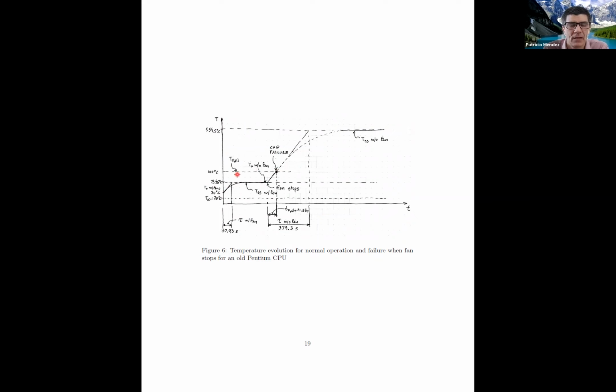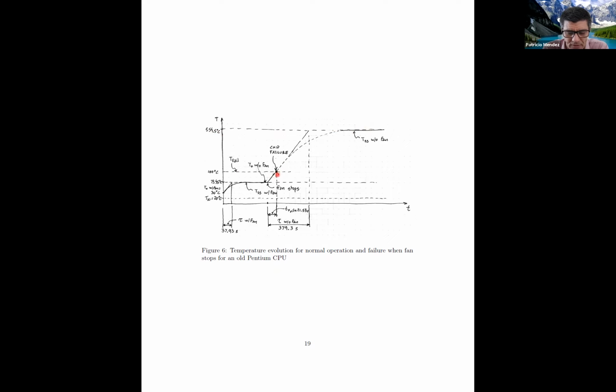breaks. If the fan breaks, now the heat of the chip is not evacuated as easily because the convection coefficient is much lower. The heat out is much smaller. So the chip is going to go to much higher temperatures. How much higher? Same calculation again, right? With what we did before, and it gave us 554 degrees, which is ridiculously high.